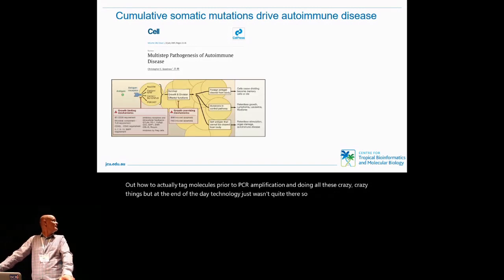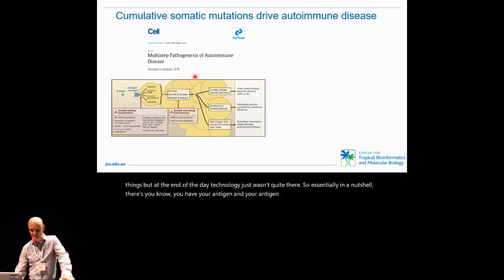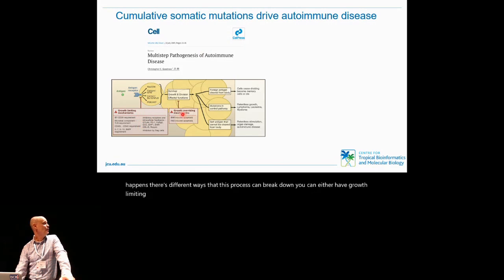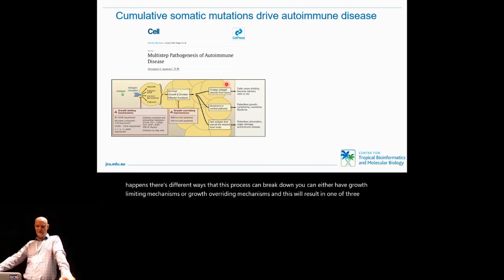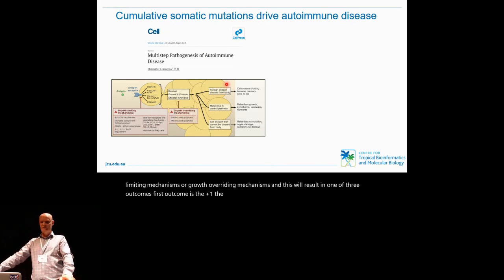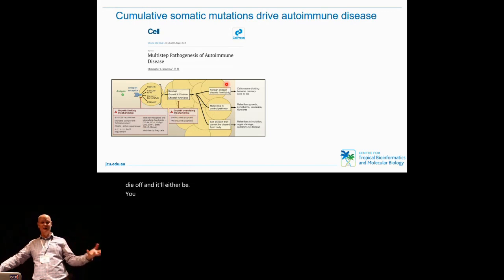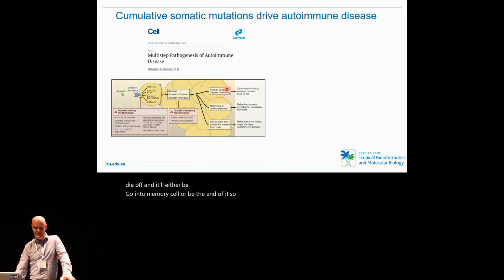So essentially, in a nutshell, you have your antigen and your antigen receptor. And then basically there are different ways that this process can break down. You can either have growth limiting mechanisms or growth overriding mechanisms. And this will result in one of three outcomes. The first outcome is the positive one. The foreign antigen's cleared from the body, the cells will die off, and it'll either go into memory cells or be the end of it. So that's what you want to happen.